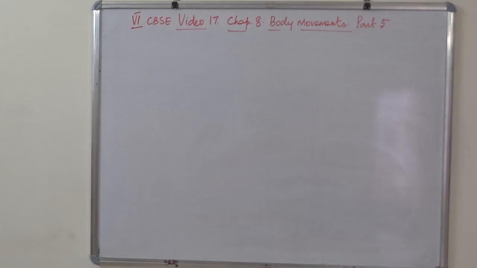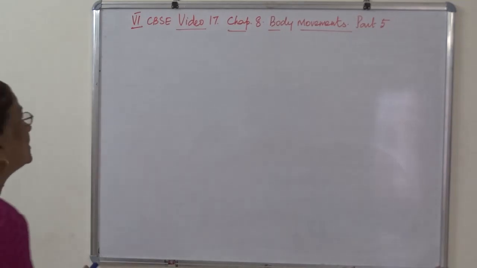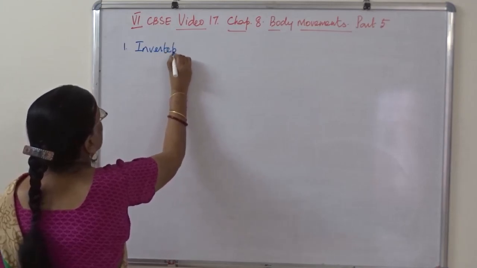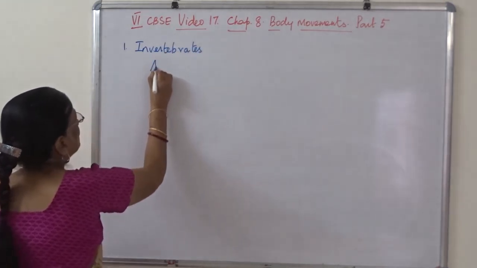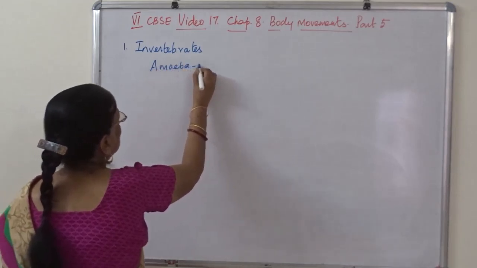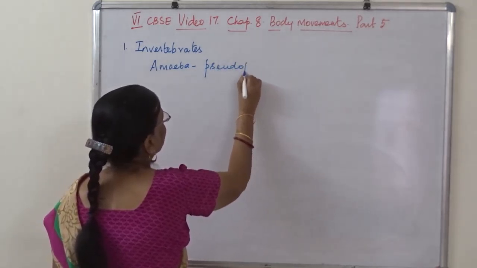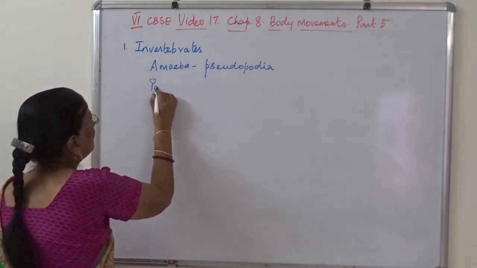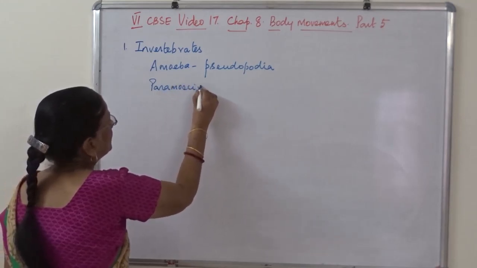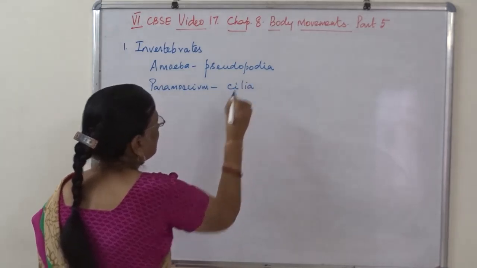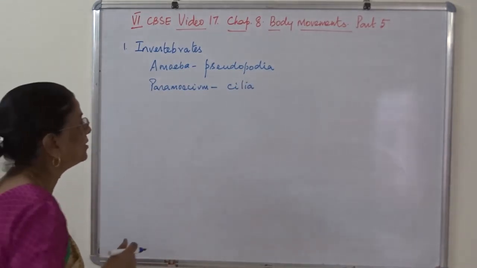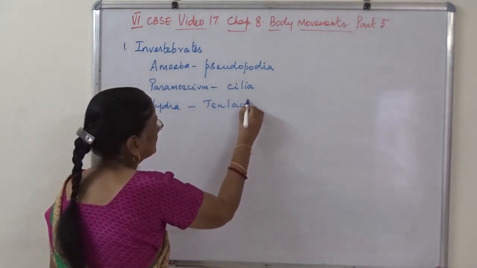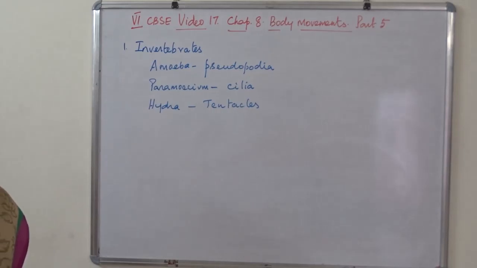Good. Now these animals, the invertebrates, animals without backbone. Amoeba moves with the help of pseudopodia. Paramecium moves with the help of cilia. Then hydra moves with the help of tentacles.